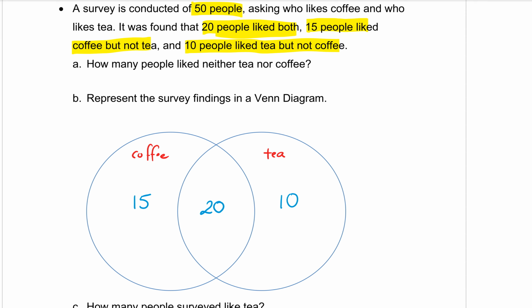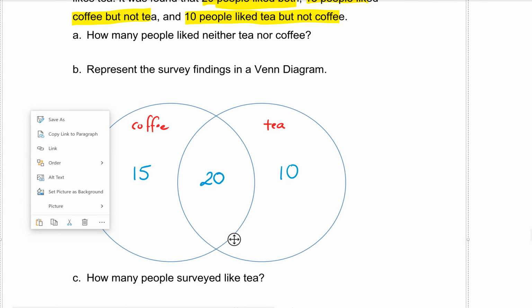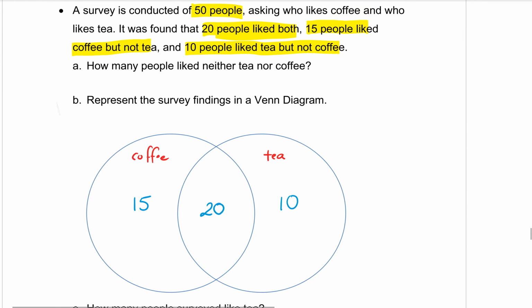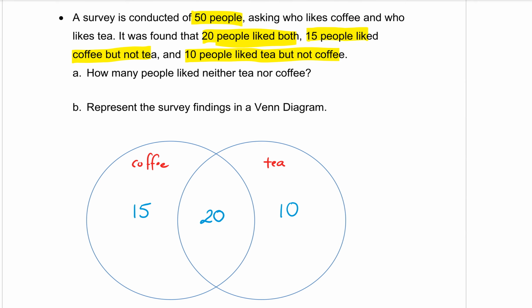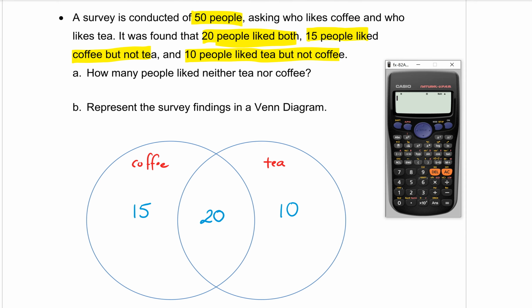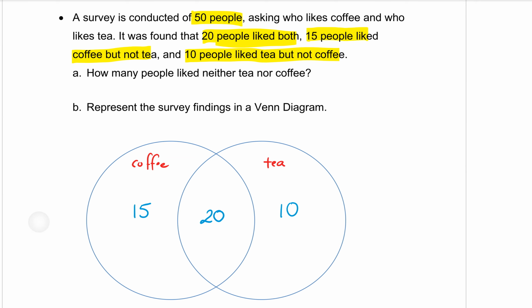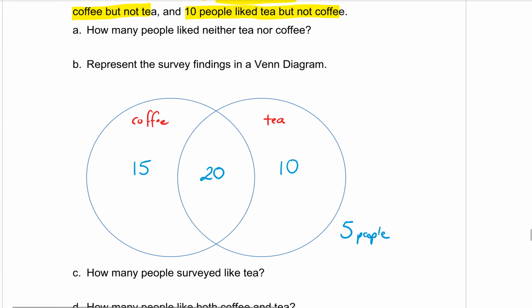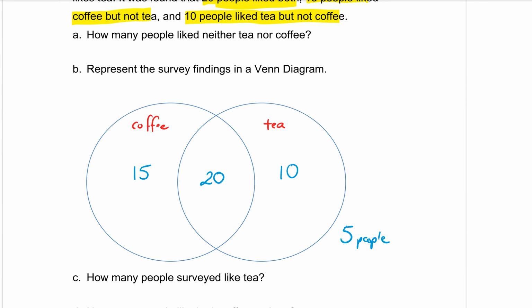So it looks like I have all the numbers in the circle, but I need to know if there's anything that comes outside of these circles. Now remember that I have a total of 50 people. Let's add up the numbers that we've got so far. I've got 15 plus 20 plus 10. So those circles only add up to 45 people. That means that there must be 5 people out here that do not like either tea or coffee. Okay, so answering part A, how many people liked neither tea or coffee?